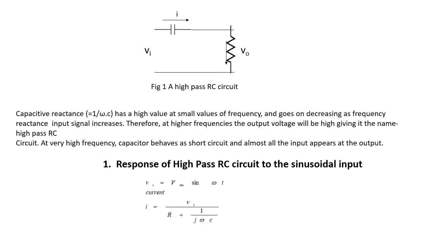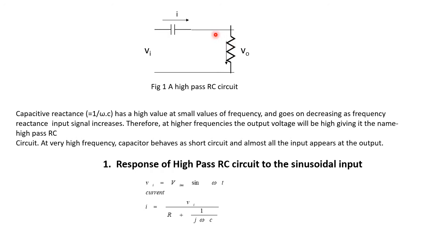In this figure, the circuit of high pass RC circuit is shown. As we can see, this is a capacitor and this is a resistor. Current I is flowing through the circuit. When we apply the input signal Vi, and this current flows through the resistor R, then across the resistor a potential drop is produced, and this potential drop is taken as the output voltage.